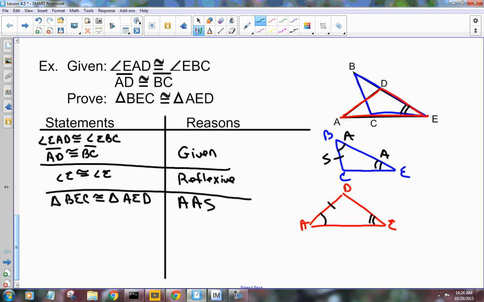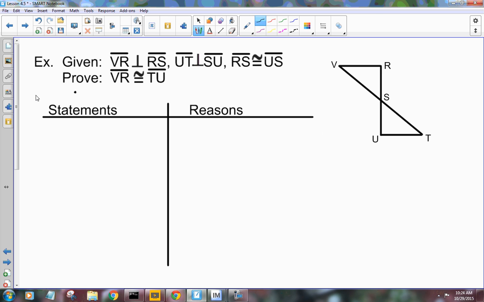All right, any questions? Okay, so let's do another one. Now, in this problem, we're told that BR is perpendicular to RS and UT is perpendicular to SU. We talked about one like this yesterday. What can we get from that? Angle R and angle U are right angles.